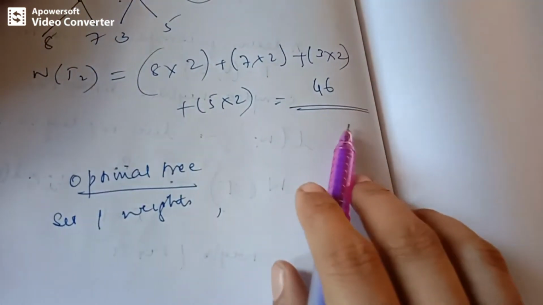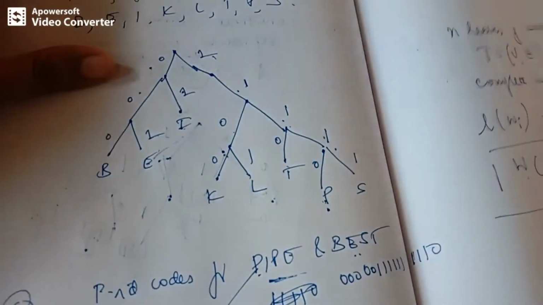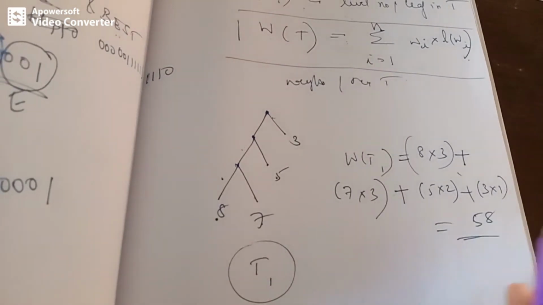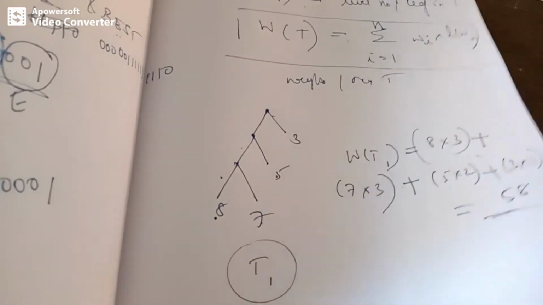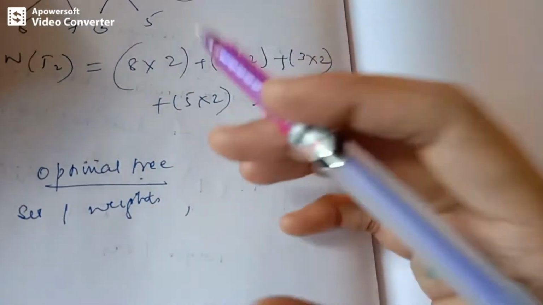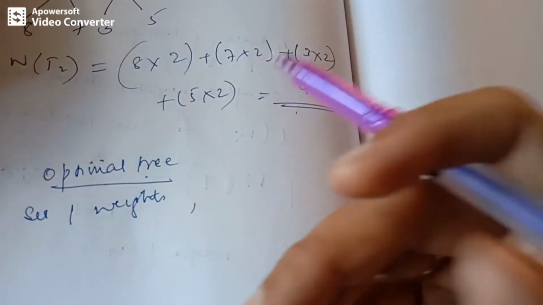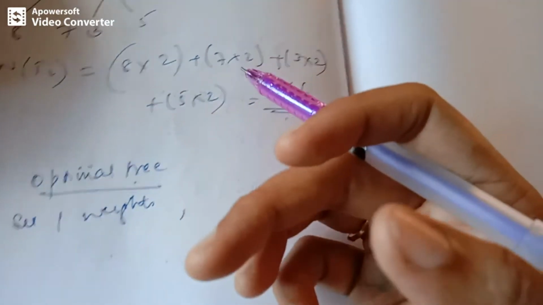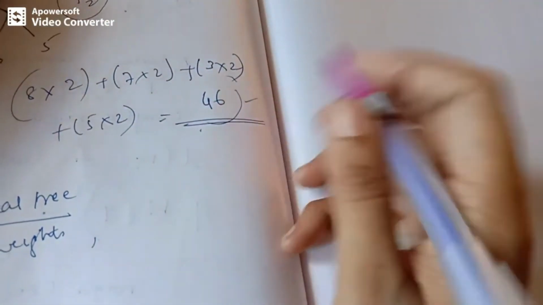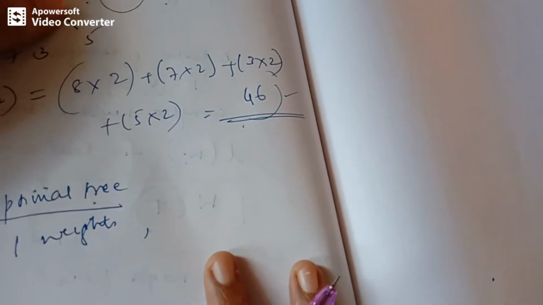So we have calculated the weights here, right, for this tree. Likewise even for this tree the weights are assigned. The weight of this tree is 58. Weight of the next tree that we have considered is 46. So when we consider all such trees in that set of trees, the one which carries the minimum weight is called the optimal tree. For example, here this is the optimal tree.